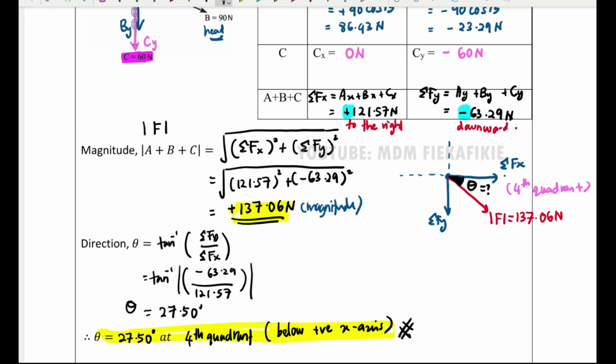Okay, saya rasa habis sampai sini dulu untuk chapter 1 which is resolving vector 1.2c, dan untuk next video kita akan sambung pula dengan chapter baru iaitu chapter yang kedua, kinematics of linear motion. Okay, so jumpa lagi.